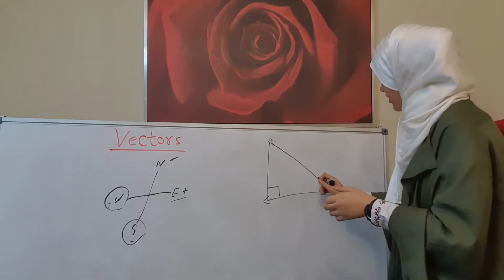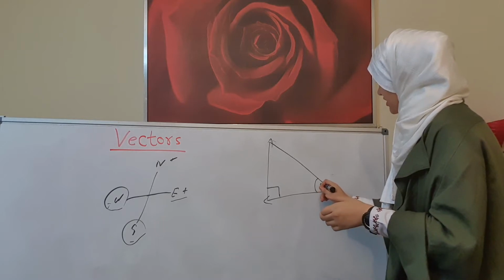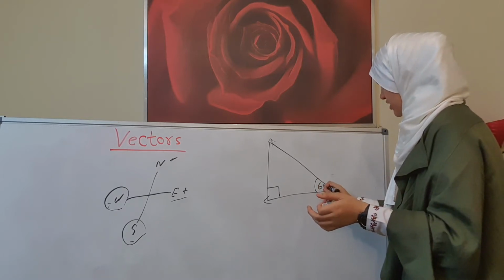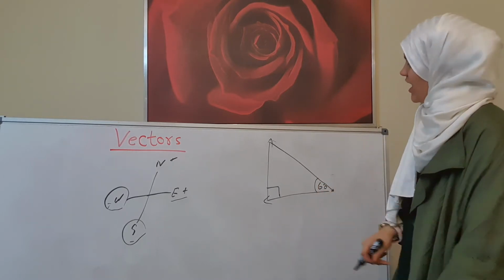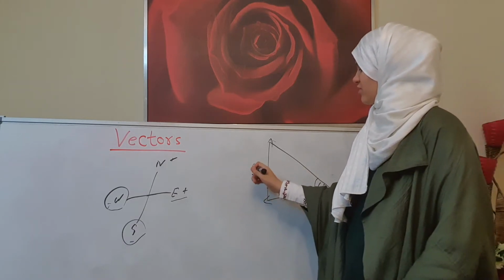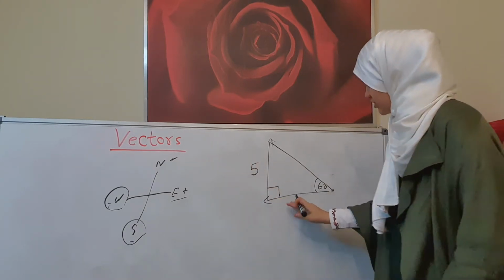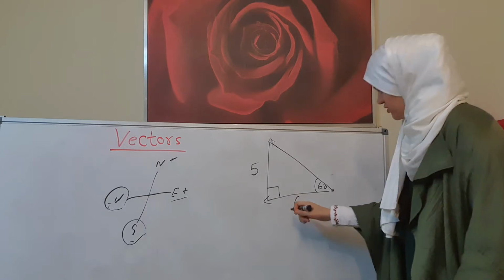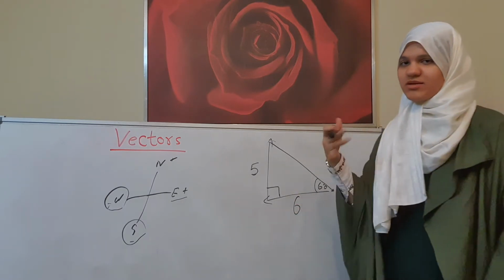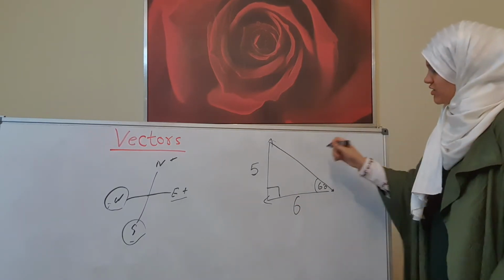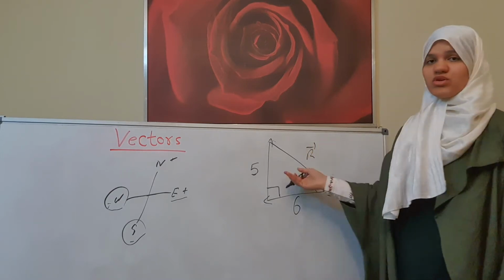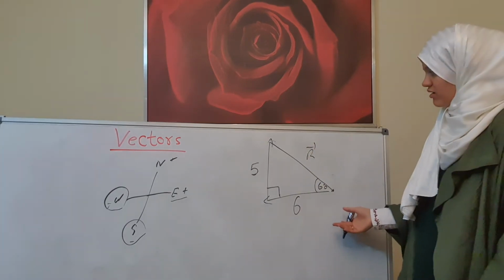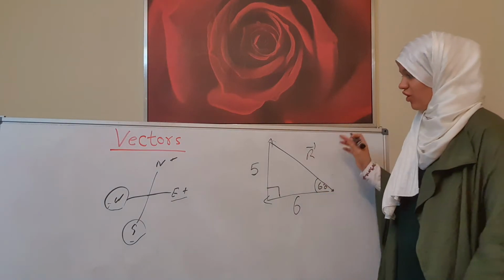And we have here the degree 60. Okay, 60, for example. And we put here 5, and we put here 6. Okay, for example, 5 and 6, random. I'm choosing the numbers, and here we want to find the resultant. Of course, we will use the same thing, the same thing we can find.